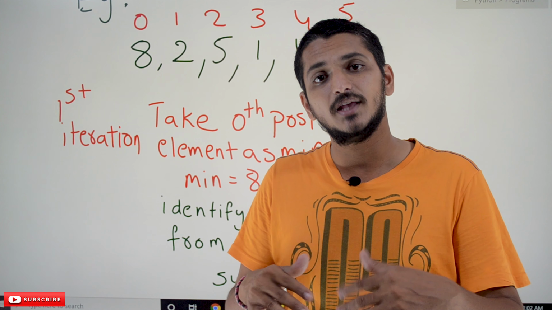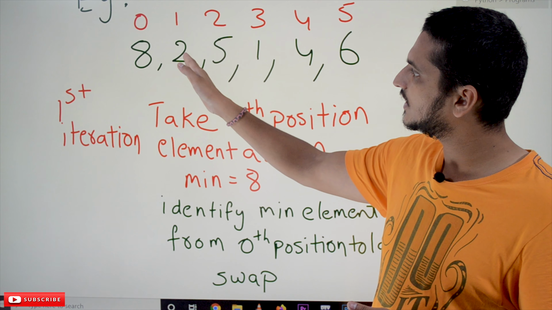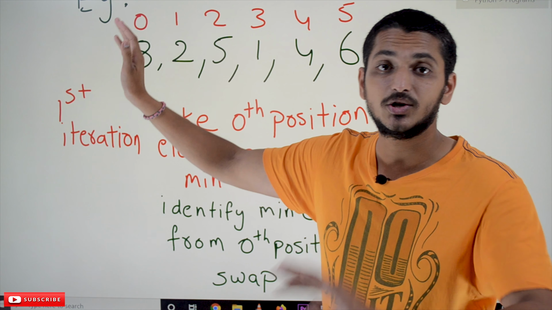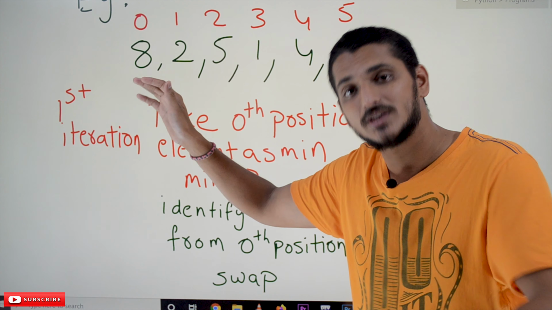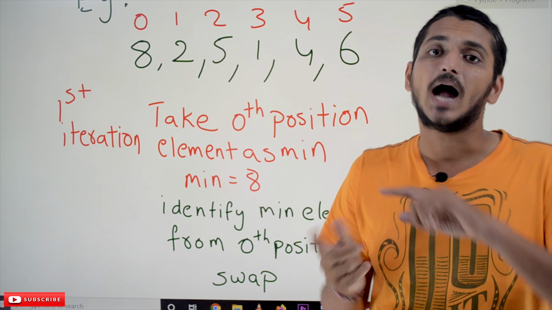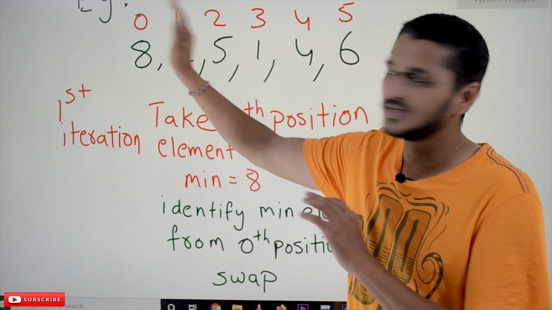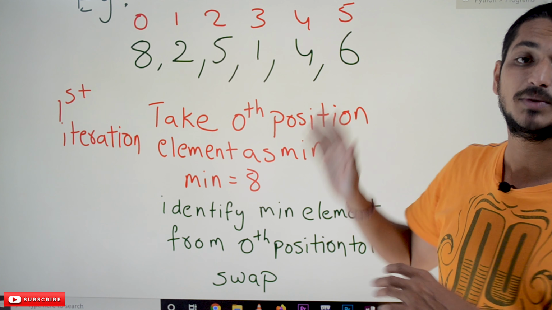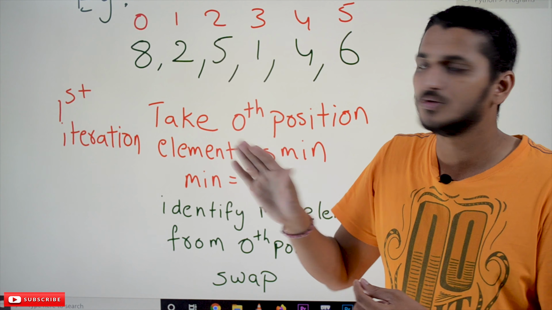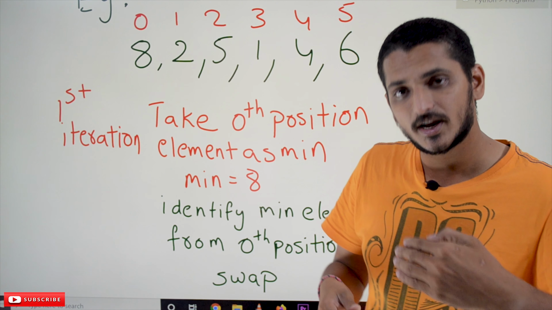The same thing is repeated in the second iteration from the first position onwards. From the first position, the element is considered as the minimum element, and out of the remaining elements, we eliminate the 0th position. No need to consider it because the minimum element is already present at the 0th position. Out of the remaining elements, identify the minimum element and swap them in the second iteration. In the third iteration, don't consider the 0th and first positions. Start from the second position, where the third smallest element should be moved. That is what we are doing in the first iteration, second iteration, third iteration, fourth iteration.